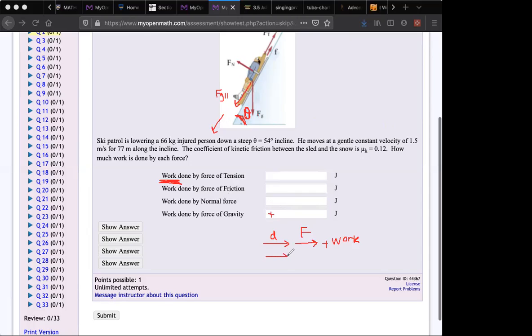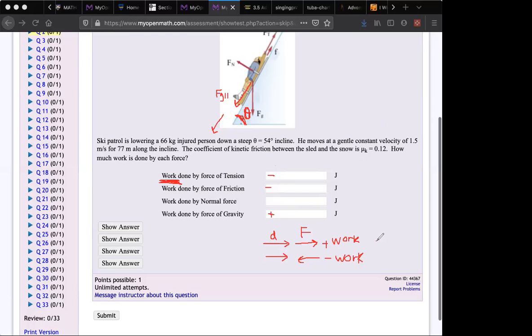If the displacement or the movement and the force are in opposite directions, then the angle between them is 180, and the cosine of 180 is negative. So that will always be negative work. If the force is opposing the movement, that is always negative work. So these two, the friction and the tension, are both pointing up the slope while he's sliding down the slope. So these ones have to be negative, right?